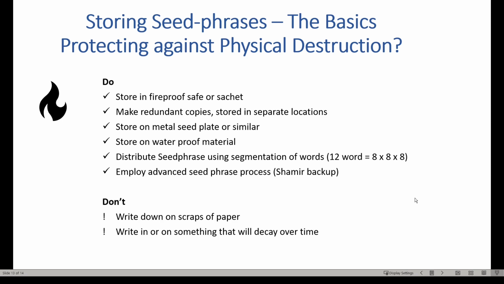A couple of don'ts, pretty simple. If you write it down on a screwed up ball of paper and it's kicking around your office, you're probably going to lose it, or it's going to get folded and crumpled and torn. So write it on something sturdy, a bit of cardboard, and if you can laminate it, even better. Don't write it on something that will decay over time.